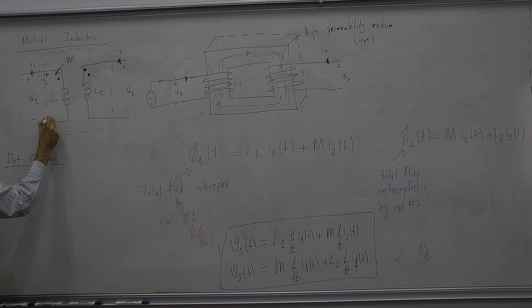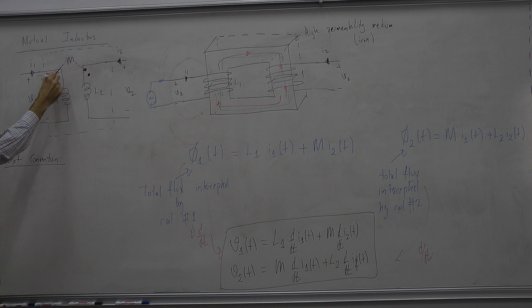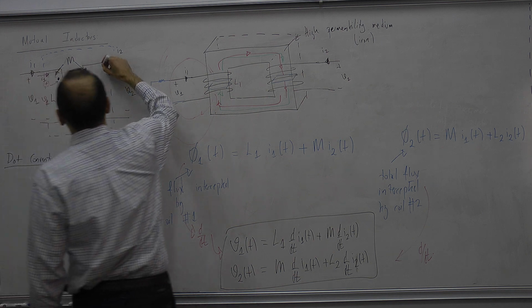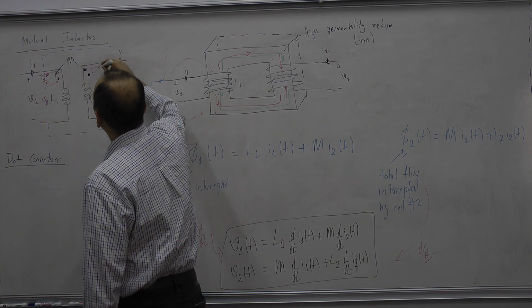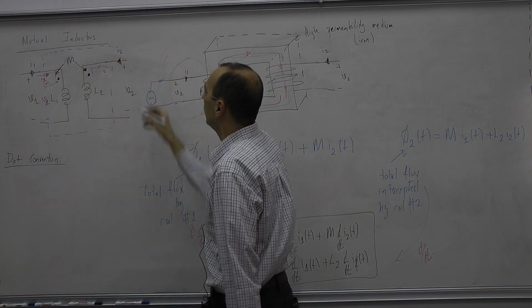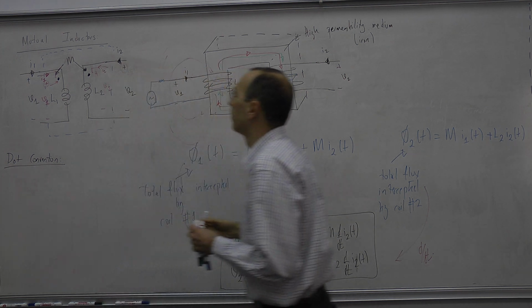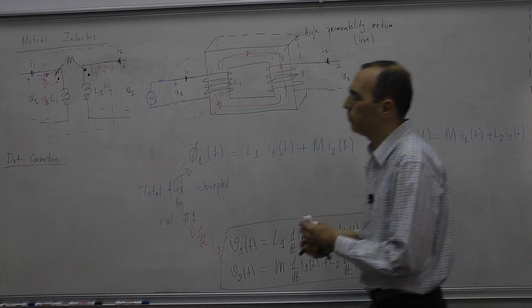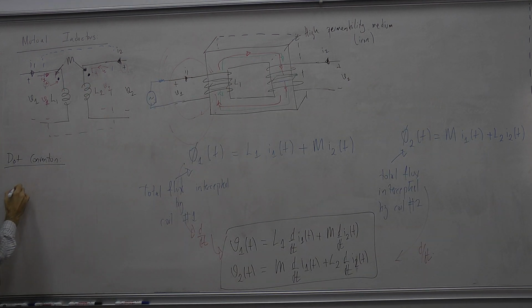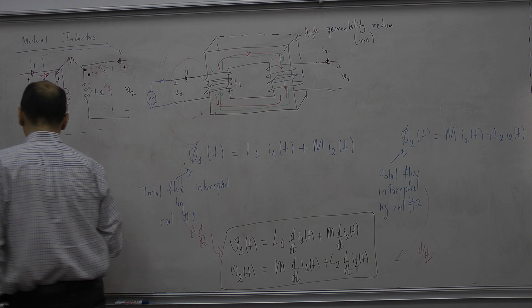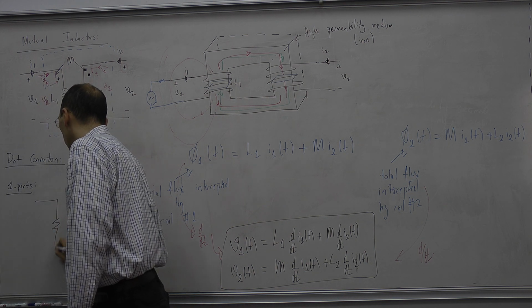So we have V1, positive polarity, is aligned with the dot when current is entering into the dot. Similarly, I2 is entering into, and the positive polarity of V2 is aligned. This is extremely important. Please remember that for one port, this is what we call the passive sign convention.